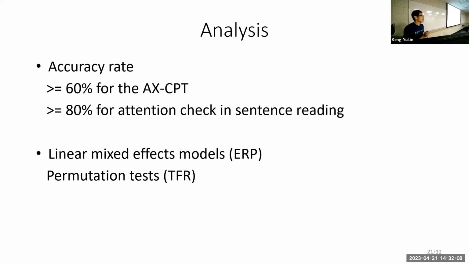So for our analysis of the AXCPT task, we included accuracy rates that are above or equal to 60% in the AXCPT task, following Gansier 2016. And for the sentence part, we accept attention check accuracy rates of 80% or above in the study. And we use a linear mixed effects model and permutation test: we use permutation test for time frequency analysis and linear mixed effects model for ERP analysis.